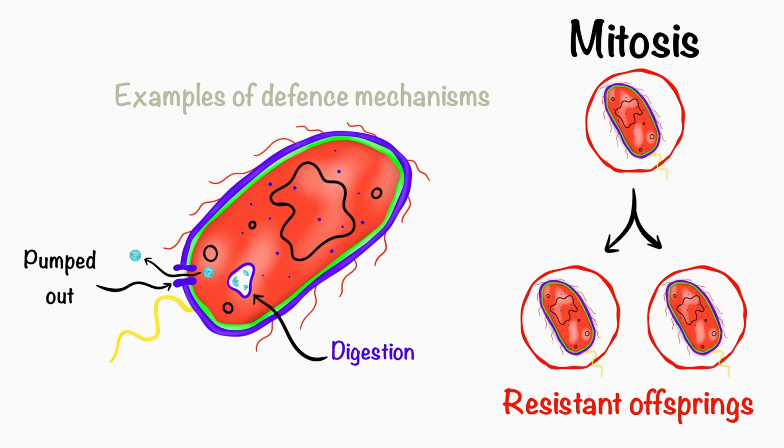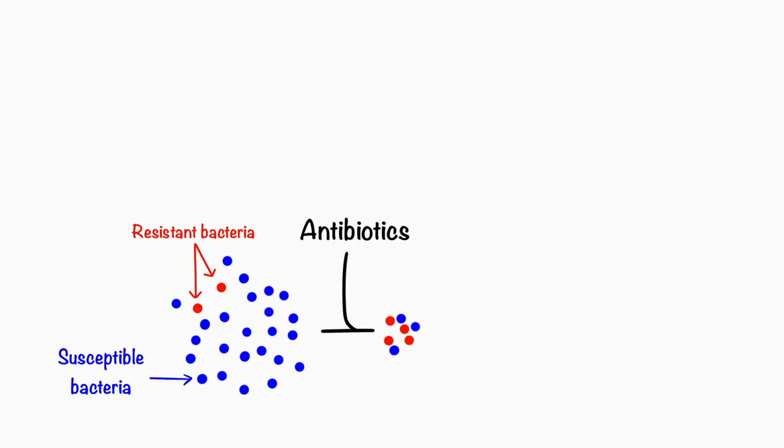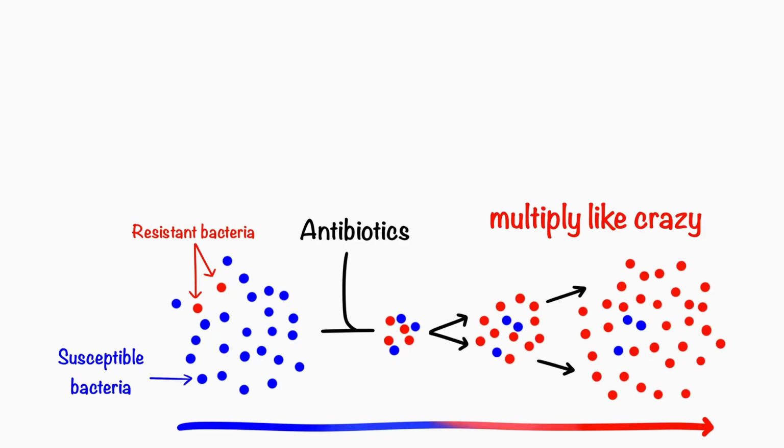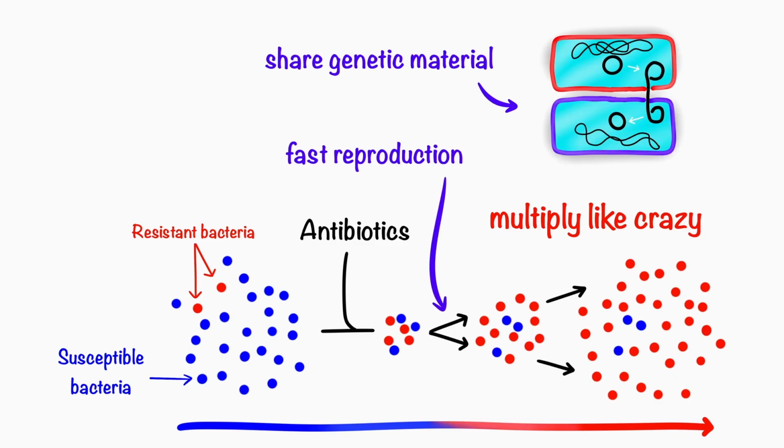And once they have these traits, they pass them on to their offspring. When you take antibiotics, the non-resistant bacteria die off quickly, but those resistant ones survive, thrive, and have the whole environment to themselves. With all their competition dead, resistant bacteria multiply like crazy. They can produce millions of copies of themselves in just hours. We're talking about new generations every 20 minutes.